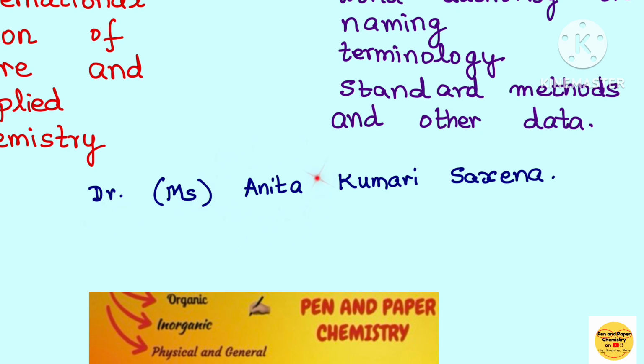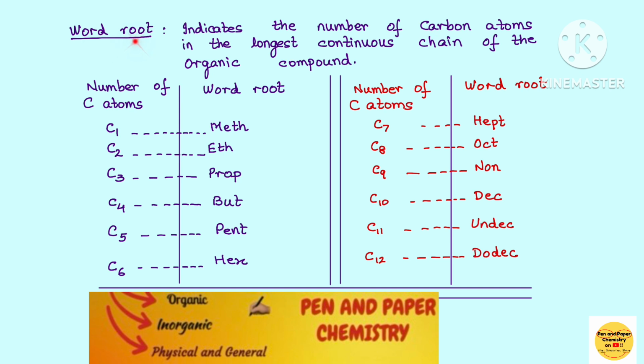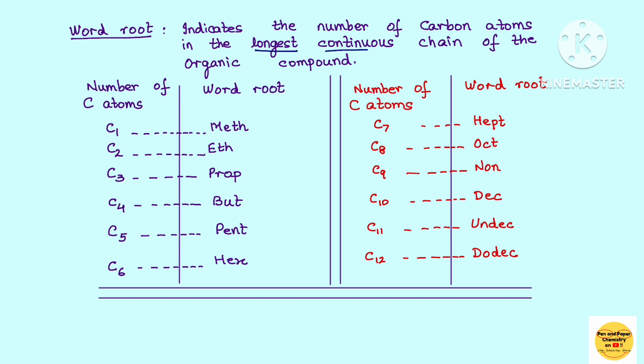What is most important is the popular name by which this person is known, or what in chemistry is known as the word root. What does the word root tell me? It tells me the number of carbon atoms in the longest, please remember, longest continuous chain of the organic compound. That's very, very important. This is very important because you will come across compounds with a lot of branches as well. I don't want to scare you. Let's go step by step.